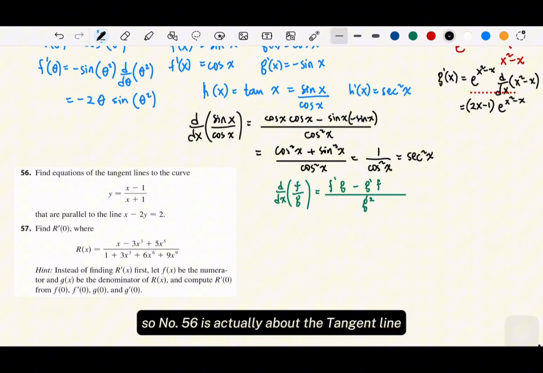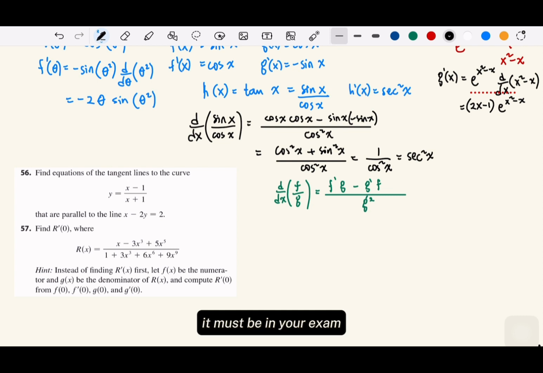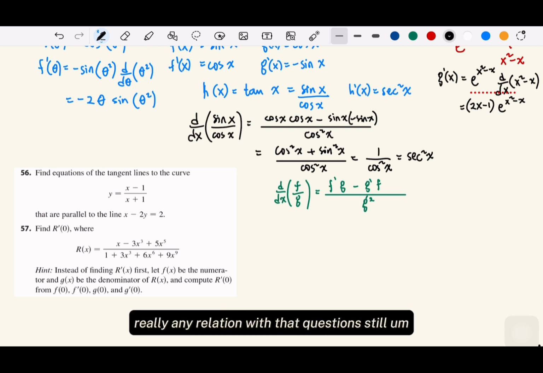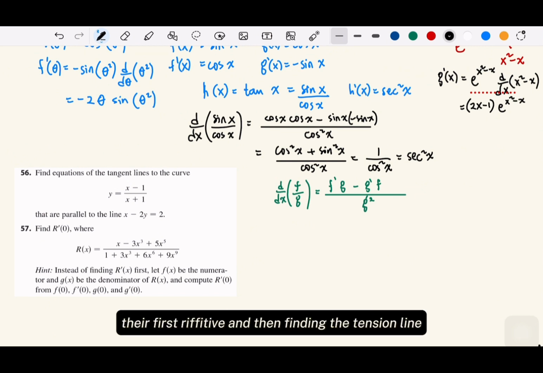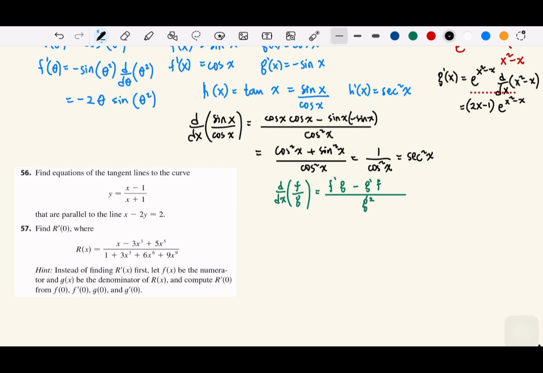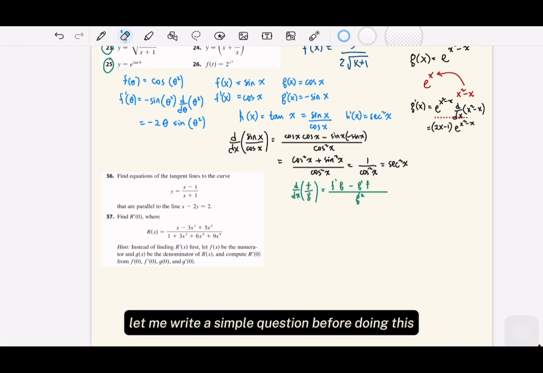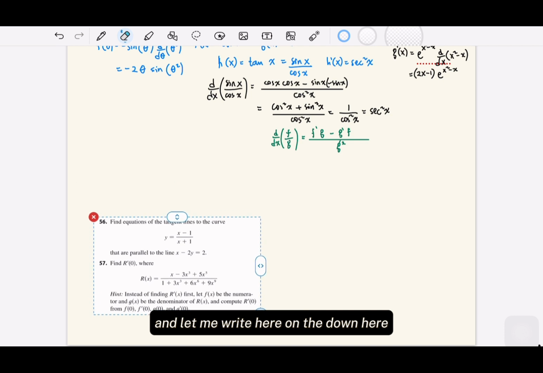So number 56 is actually about the tangent line. The tangent line is, I think, a typical question that must be in your exam. If not, then maybe any relation with that question, still taking the first derivative and then finding the tangent line. Okay, let me write a simple question before doing this. Let me write here down here.